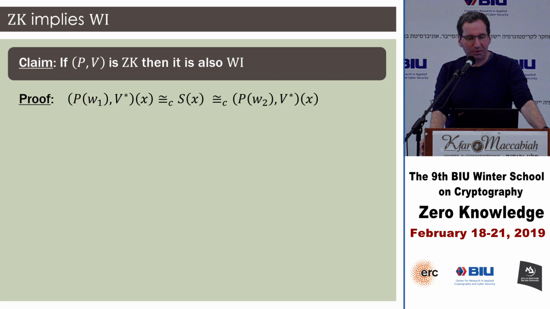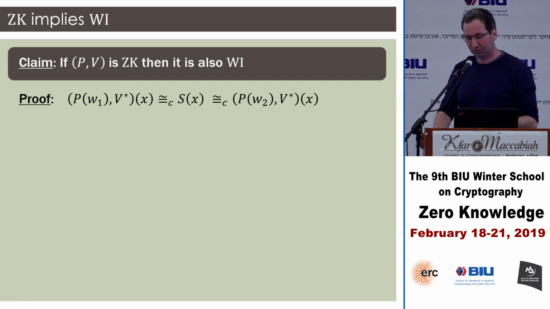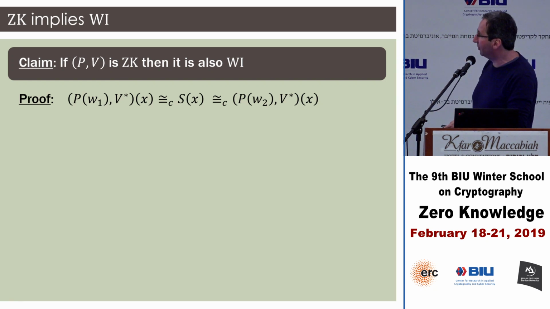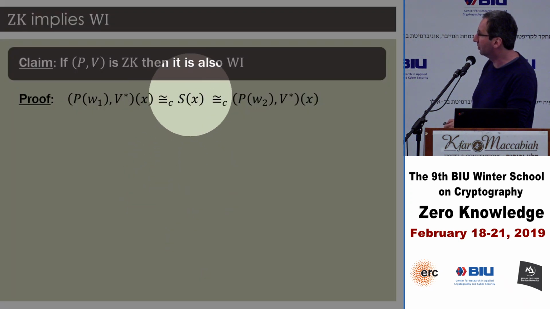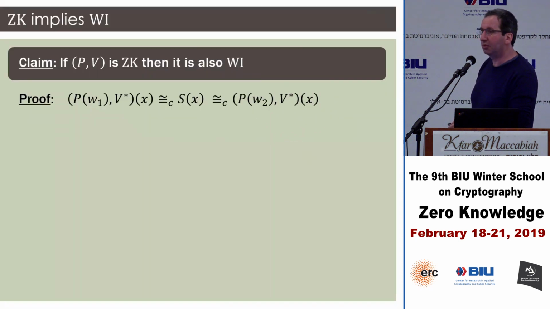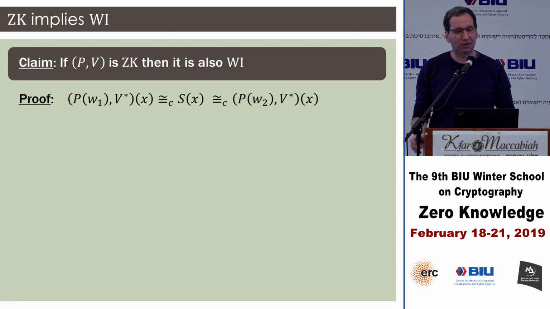Now the claim that I made before: if a proof is zero knowledge, then it is also witness indistinguishable, and here is the proof. If it's zero knowledge, then it even has an efficient simulator. So it's an even stronger statement than we had before. And again, the same argument implies witness indistinguishability. Just put the simulated transcript in between the two executions, and by transitivity, they're indistinguishable.